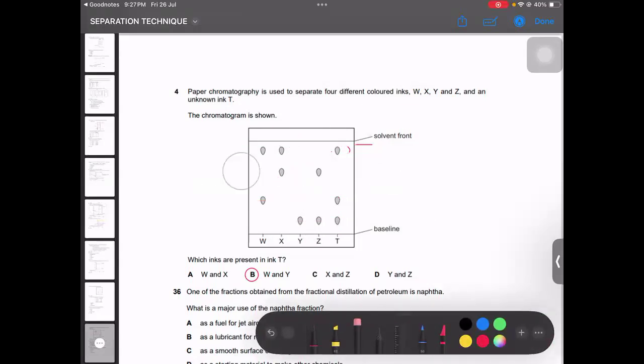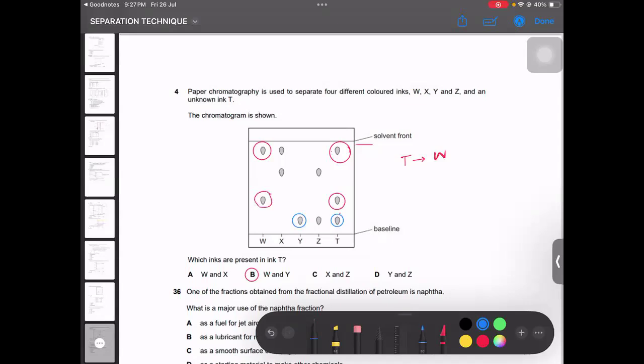Again, I'm saying, see this. This is a spot, and this is a spot. This is a spot, and this is a spot. They are matched. Means that I can say that T contains W, because all the spots have the same RF values. 100% T contains W. Now we have to consider X, Y, and Z. So T is going to match with this Y having the same RF value, and Y is pure.